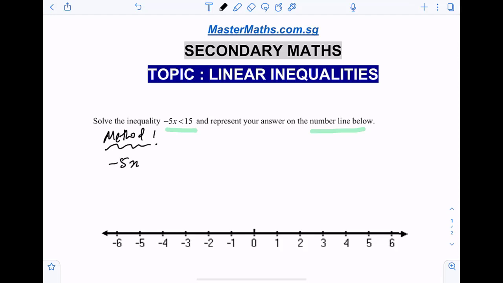Negative 5x is less than 15. The first method uses a flipping technique. When we want to change the sign to a positive, when you change this to positive, this sign also has to change. So that can happen, and you have negative 15. Once you flip the signs, the inequality also flips, like this. So x is just more than negative 15 over 5, and then x is more than negative 3. Okay, this is the first method.